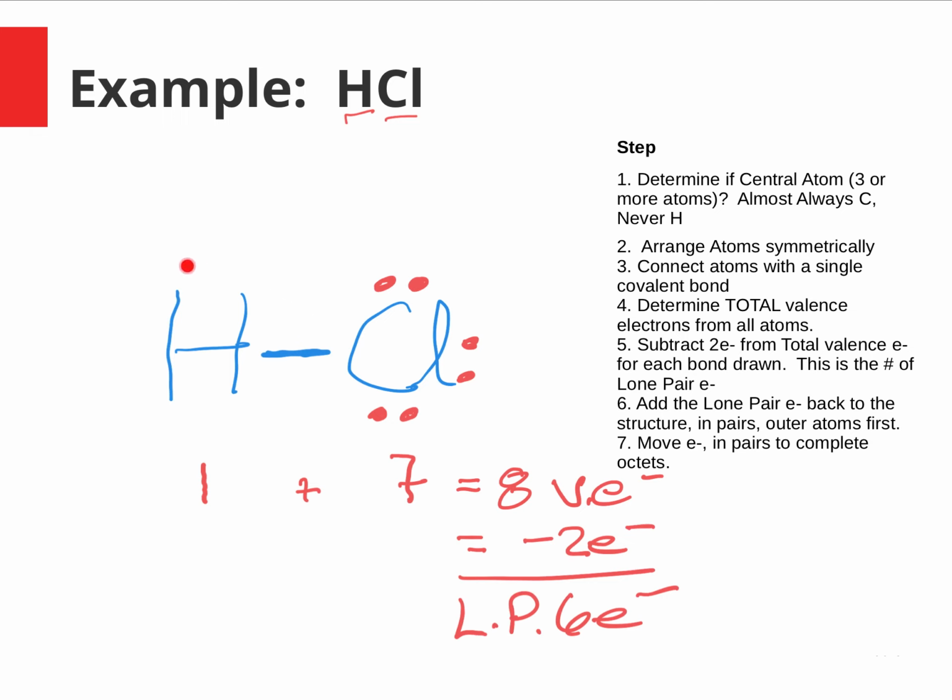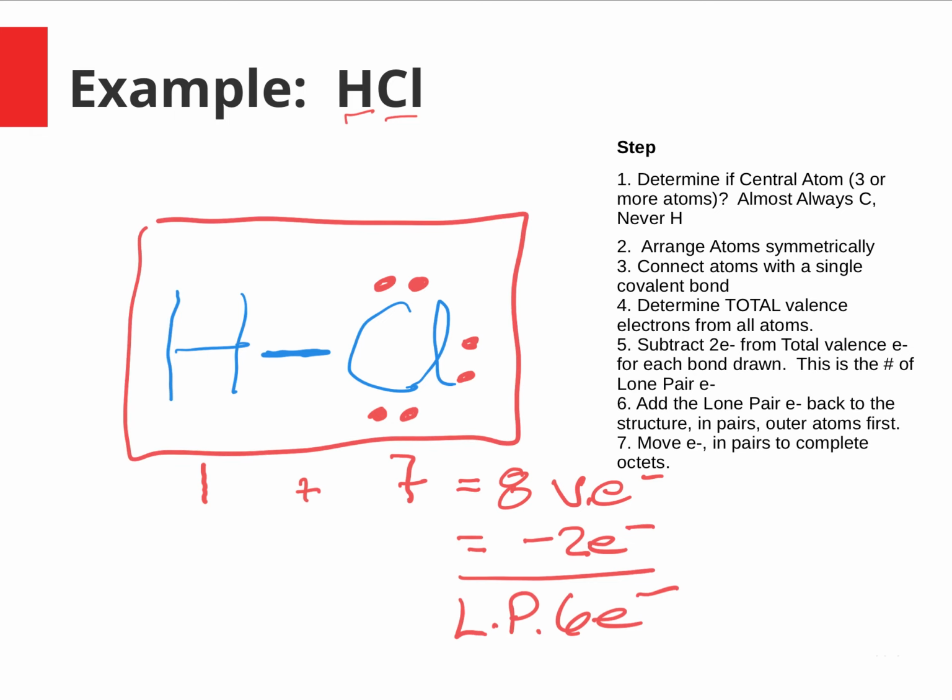Now we do around hydrogen, and there's 2 there. Now we can count these twice. Why? Because they're being shared. So they're being shared by here, and they're being shared by this atom. So that counts 2. So there's my 2 here, 2. That's it. So we have completed this. So this right here is the Lewis structure for hydrogen chloride.